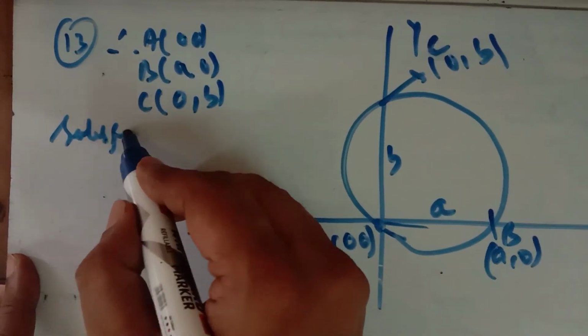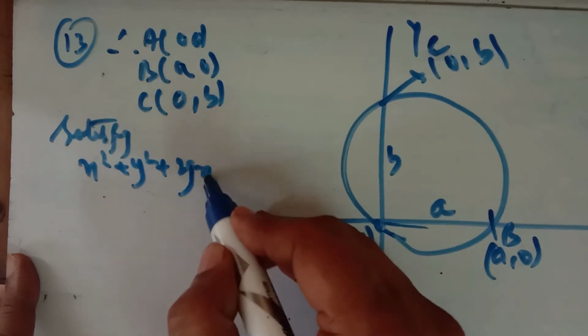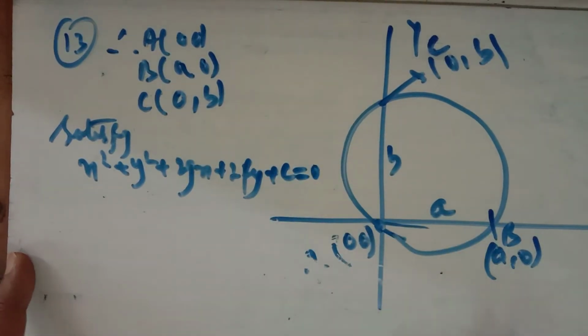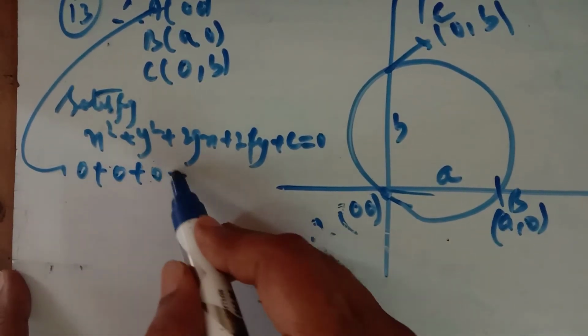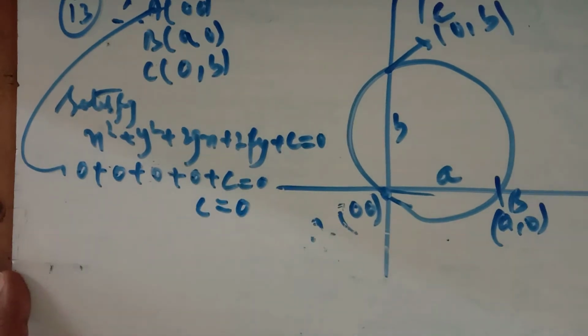I am taking the general equation of the circle x square plus y square plus 2gx plus 2fy plus c equal to 0. I am taking this equation of circle. By using these 3 points I will find the values of g, f, c. तो जब मैंने 0 0 रखा तो c इक्वल टू 0, तो मेरे पास c की वैल्यू 0 आ रही है.